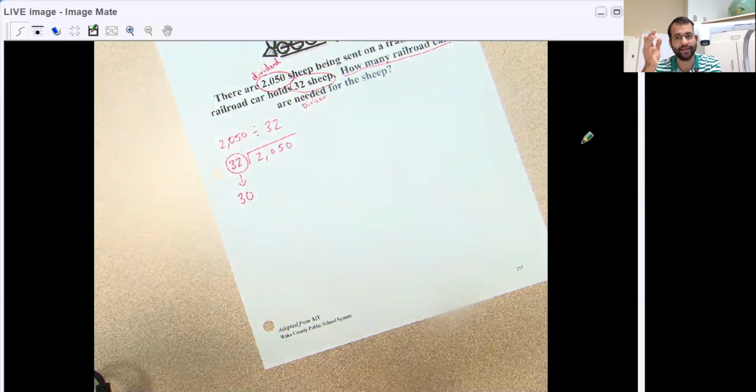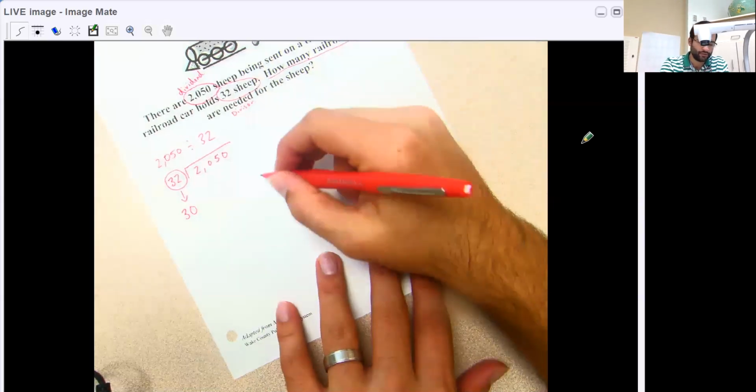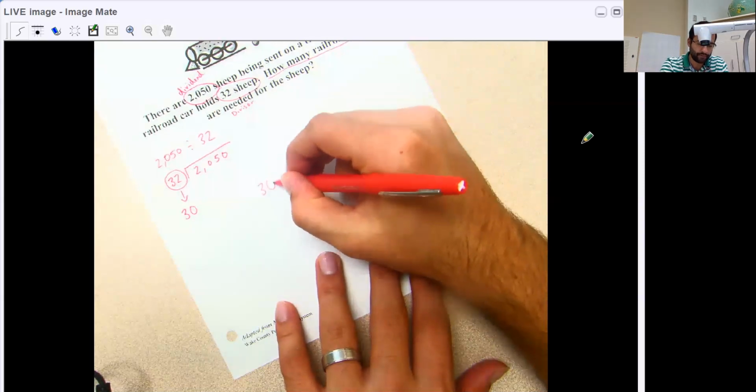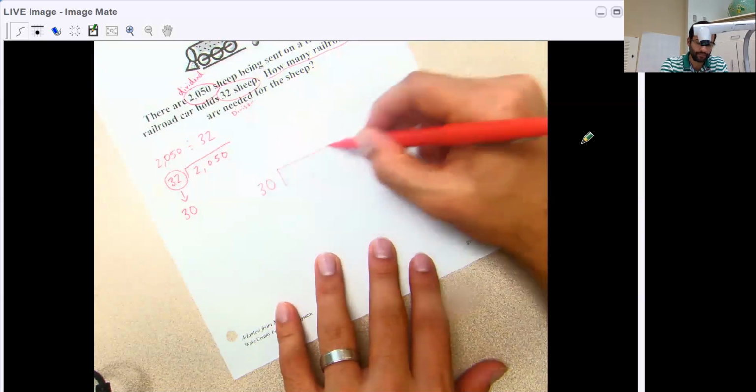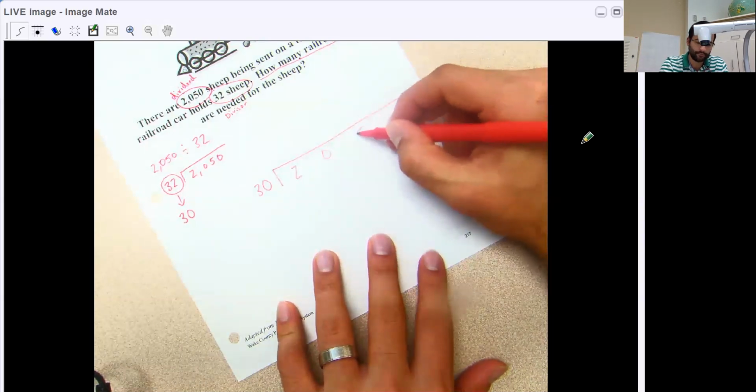This is not going to be an exact answer. It's going to be an about a right answer. All right. So that's what we're going to do. We're going to put our 30 on the outside. We're going to split apart our inside, spreading this out.